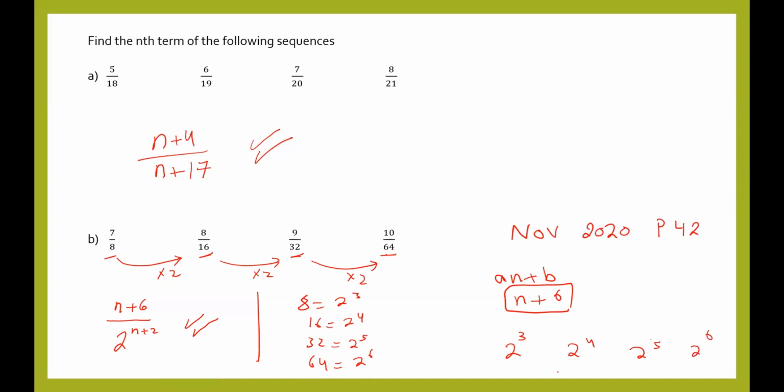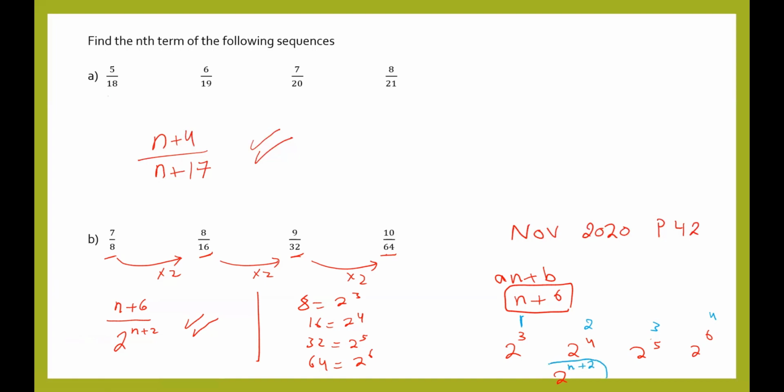So it means you have 2 as a base. Then you check the powers. The powers are 3, 4, 5, and 6. As we know, n must start from 1, not 3. It must start with 1, then 2, then 3, and 4. So what happened to the 1? It becomes 3. What happened to the 2? It becomes 4. What happened to the 3? It becomes 5. What happened to the 4? It becomes 6. It means we added 2 to each n to reach this power. So it means 2 power n plus 2.